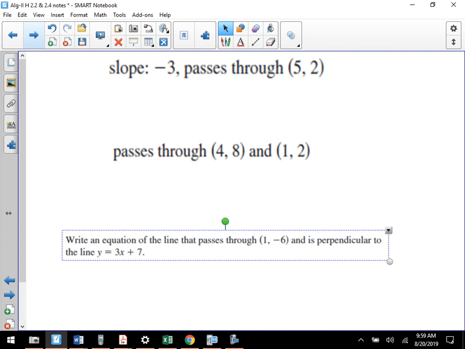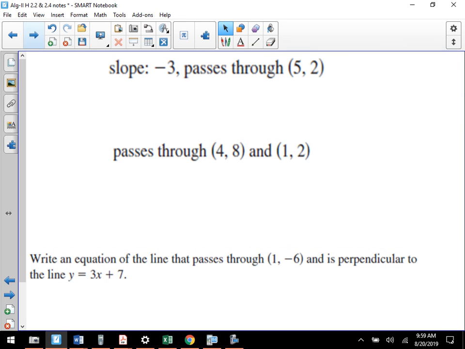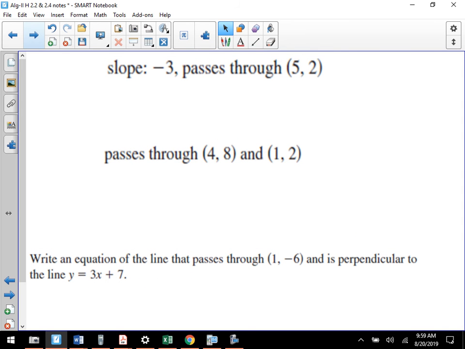There are 3 parts here. Write the equation of a line that has a slope of -3 passes through a point. Write the equation of a line that passes through those 2 points. And then write the equation of a line that passes through a point that's perpendicular to something. I did not tell you guys or remind you guys of what parallels and perpendicular meant. I want to see if you remember. If not, we've got time.